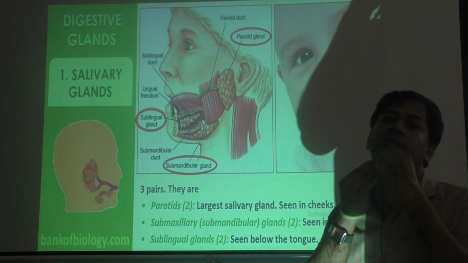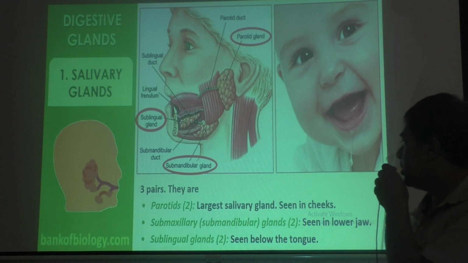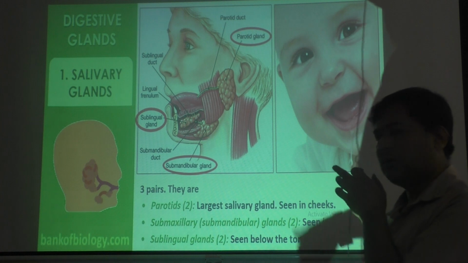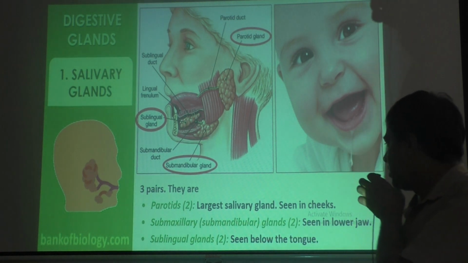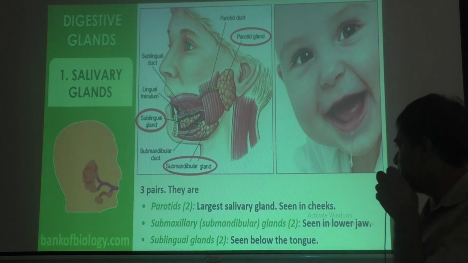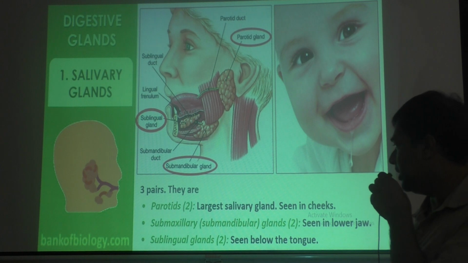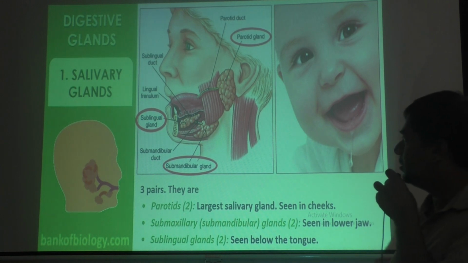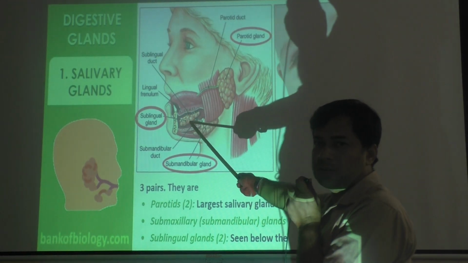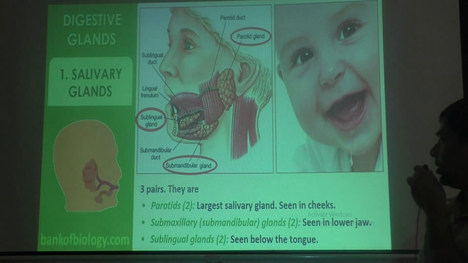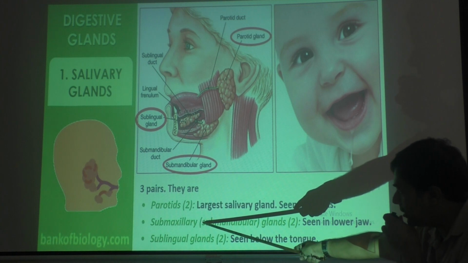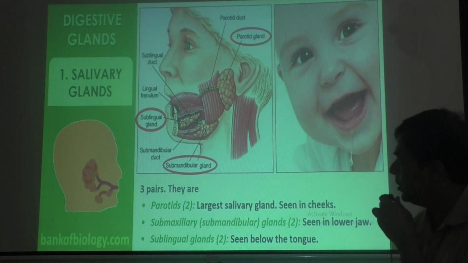Here in this portion you see that there is one more pair of salivary glands, that is called the submaxillary gland. You can also call it the submandibular gland. They are also 2 in number. They are seen in the lower jaw portion. Then sublingual glands. These are present below the tongue. You can see this is the mouth, this is the tongue area. Just below the tongue, this orange colored part, what you see, that is the sublingual glands. They are also 2 in number. So totally 6: 2 parotids, 2 submaxillary, 2 sublingual.